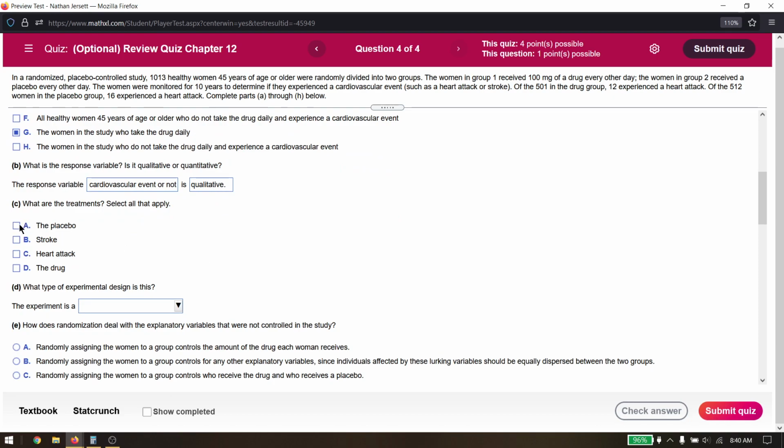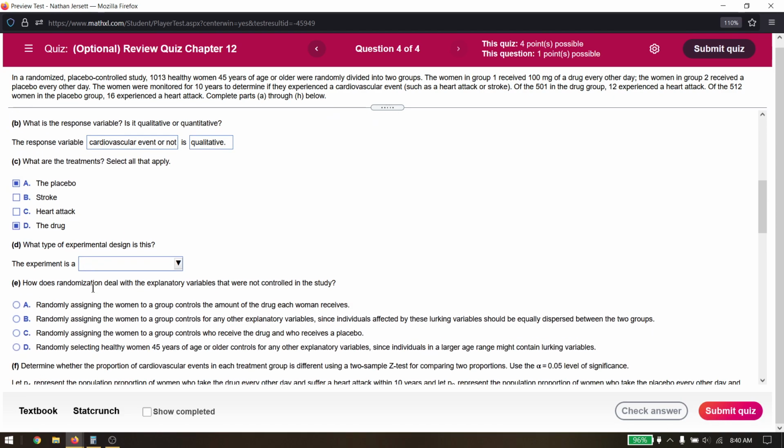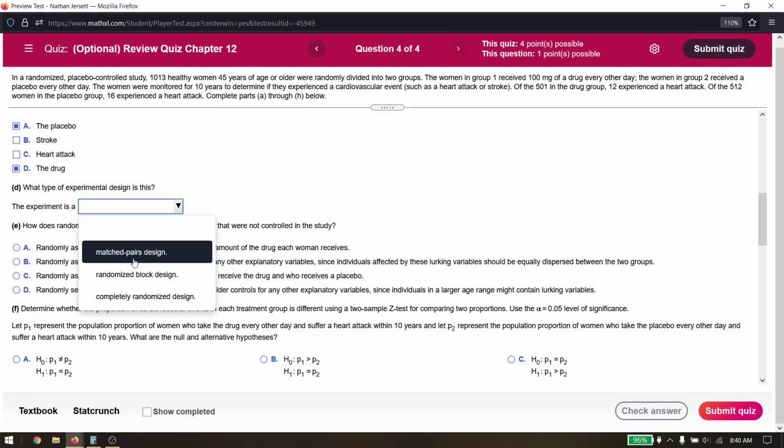What are the treatments? I believe placebo and the drug, those are what they're actually doing with the people in the study. That's how they're actually working with them. What type of experimental design is this? It's not matched pairs. Matched pairs would be one woman doing two separate treatments, or two women that are somehow related. Here we have just 1,013 randomly found women.